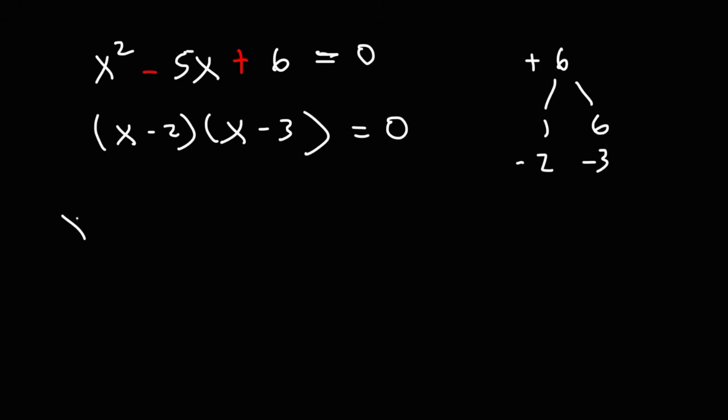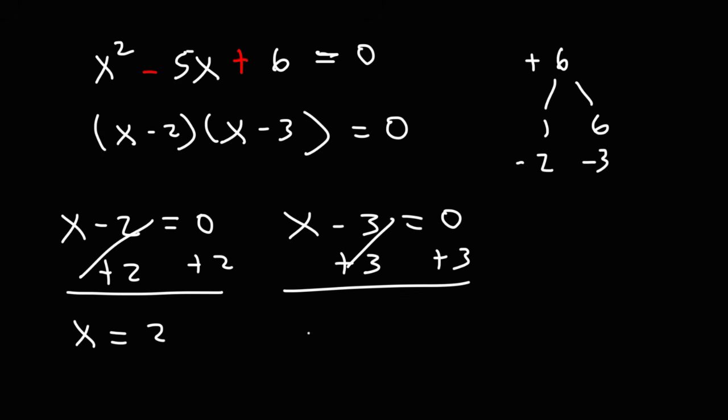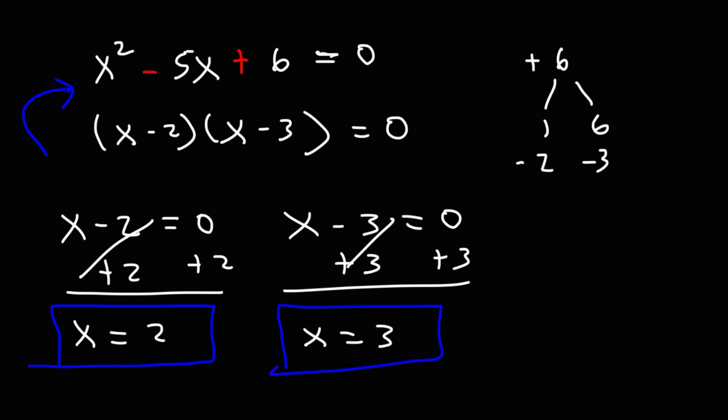Using the zero product property, we can set each factor equal to 0. For the first one, if we add 2 to both sides, we'll get that x is equal to 2. For the second one, if we add 3 to both sides, we'll get that x is equal to 3. And so these are the two solutions to this quadratic equation.